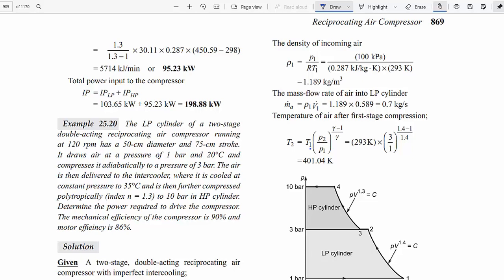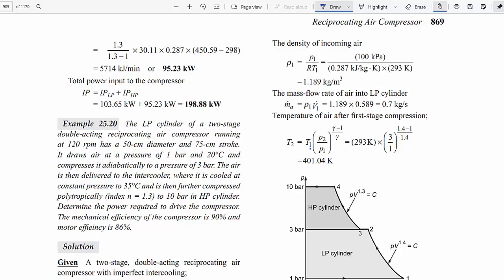During the compression process pressure increases, and at the same time temperature also increases. Before it is sent to the HP cylinder, it is to be cooled in the intercooler section. Here the pressure remains constant according to the problem, and the temperature drops to 35 degrees Celsius. Then it is further compressed polytropically. The first process is adiabatic, and the second, in the HP cylinder, has polytropic compression.